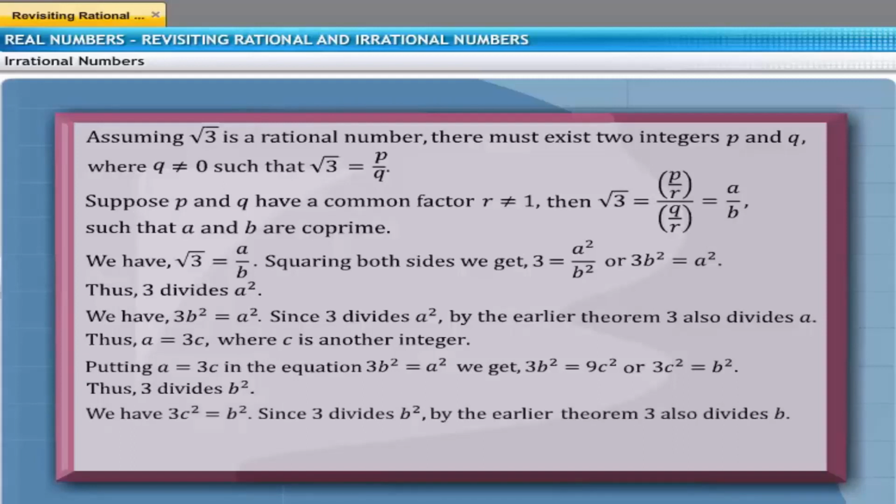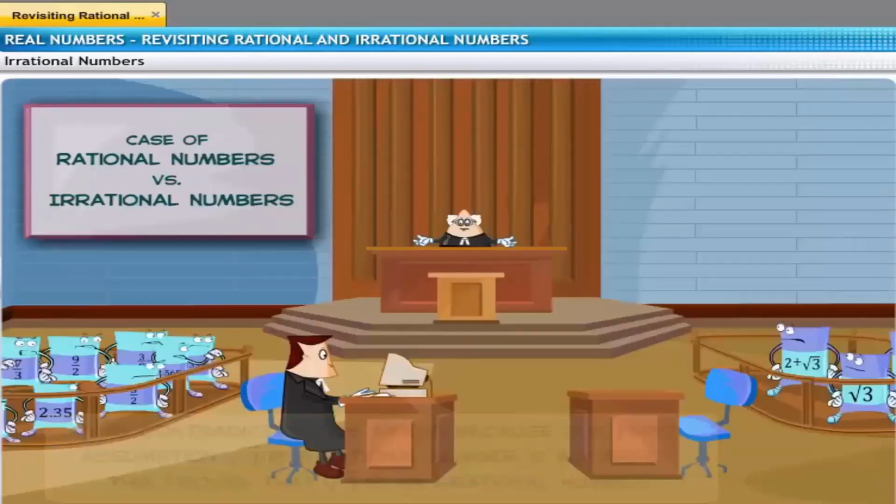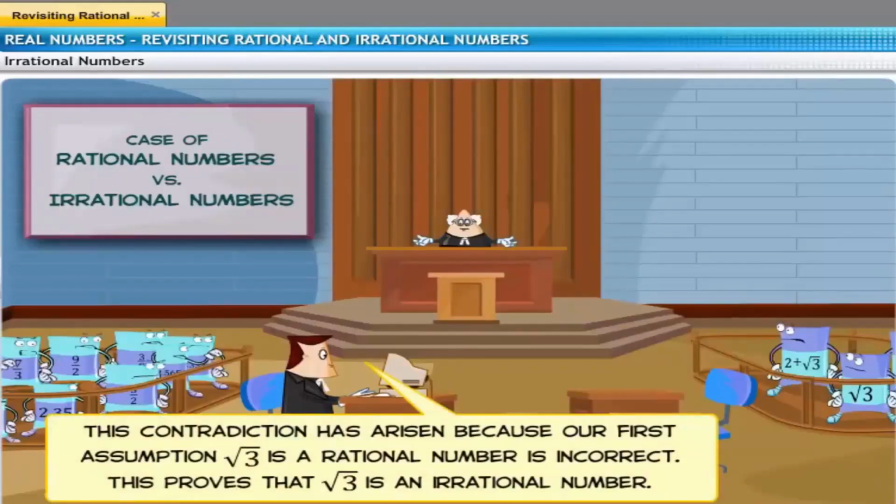Since 3 divides b square, by the earlier theorem we proved that 3 divides b. So we arrive at the same contradiction. Since 3 divides both a and b, it is a common factor of a and b. This contradicts the fact that a and b are co-prime and have no common factor other than 1. This contradiction has arisen because of our first assumption that square root of 3 is a rational number. So, saying square root of 3 is a rational number is incorrect. Mr. Public Prosecutor has thus proven that square root of 3 is also an irrational number.